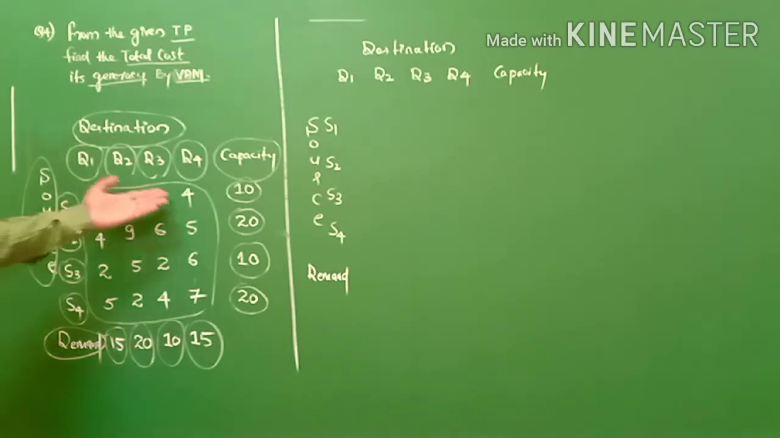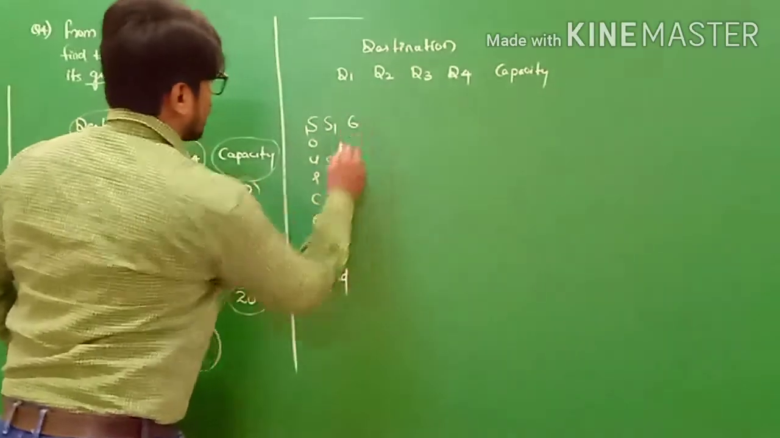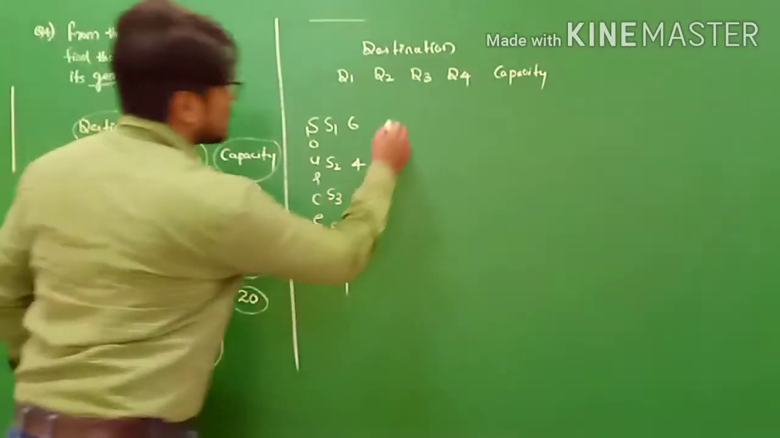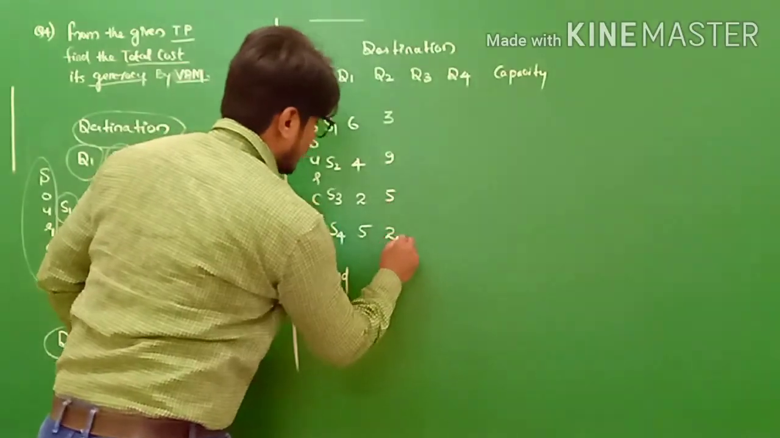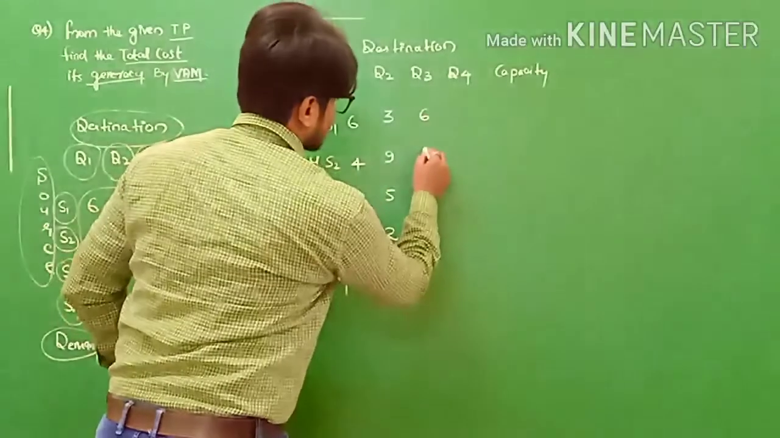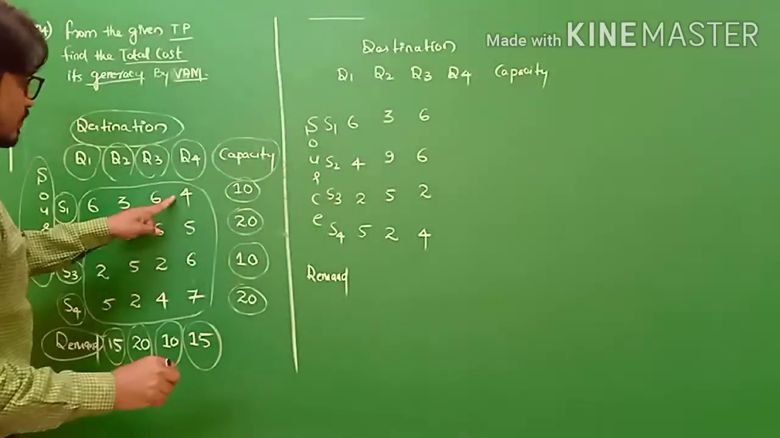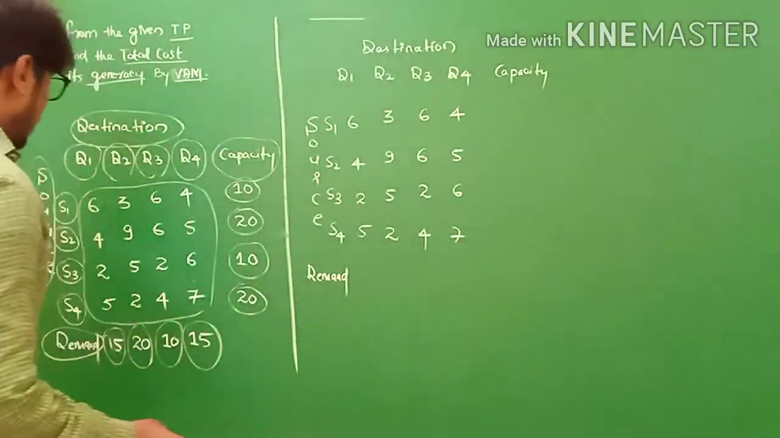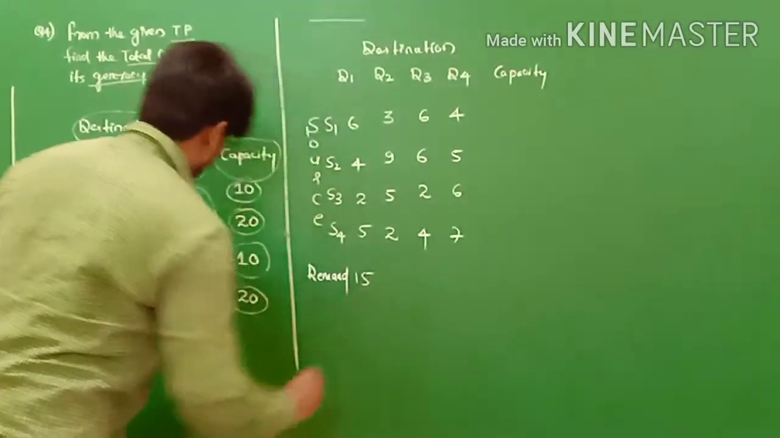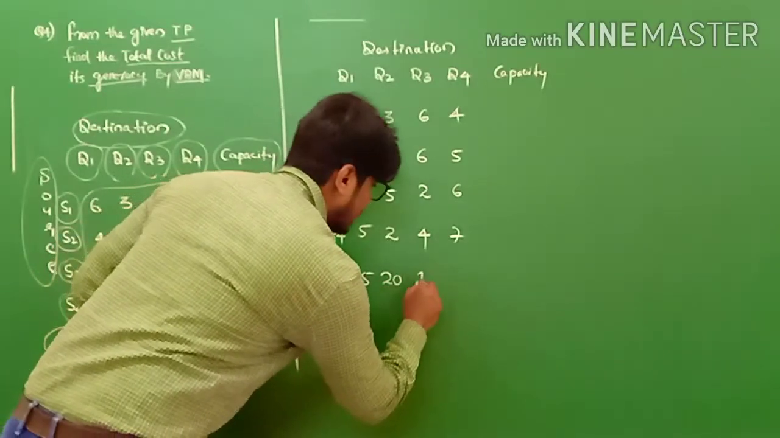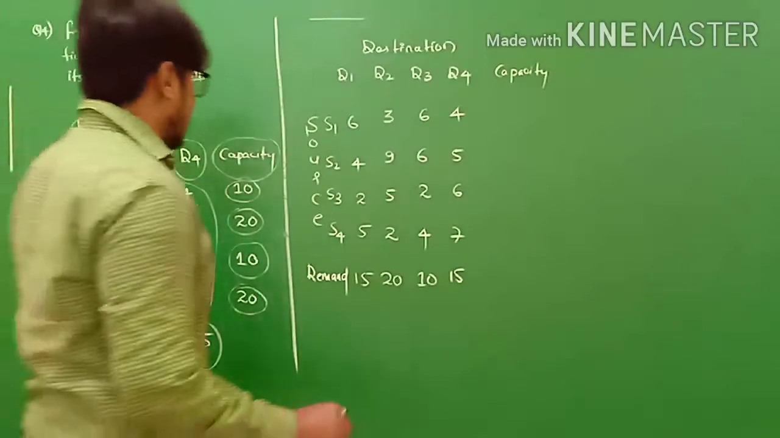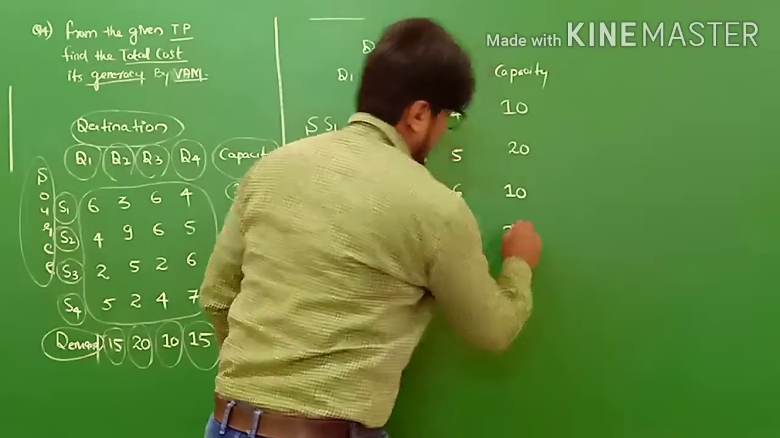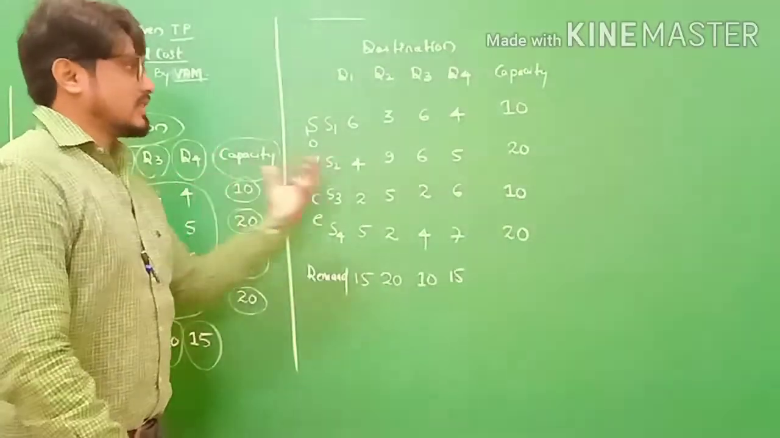Now it's time to take the entire cost. The same numbers I am copying here: 6, 4, 2, 5, then 3, 9, 5, 2, the third row 6, 6, 2, 4, and the last row 4, 5, 6, 7. Then the demand: D1 is 15, 20, 10 and 15, and on the capacity side 10, 20, 10, 20. This is how I have copied the question into this solution.